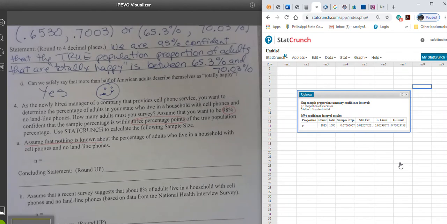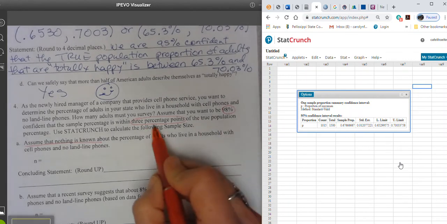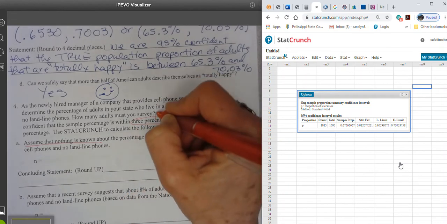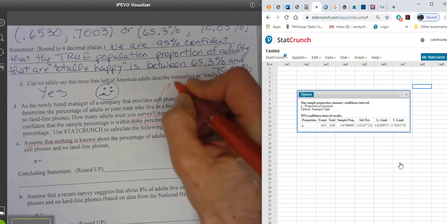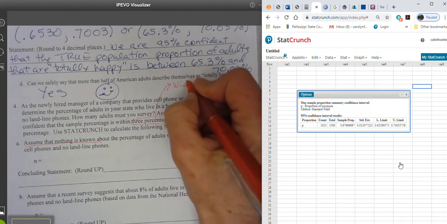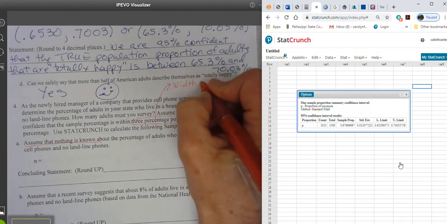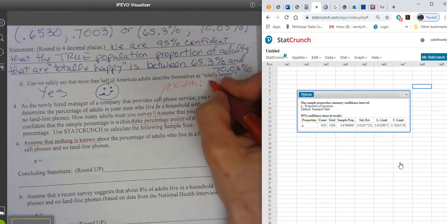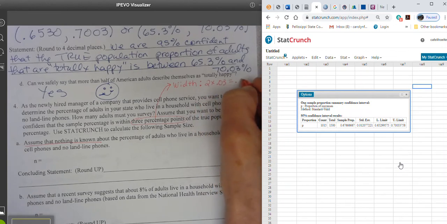This is our confidence level, and it's important. We're going to put all this in StatCrunch. This 3 percentage points is our margin of error. When we go to StatCrunch, we enter this at the place where it says width, which is simply the width of our confidence interval. The width is 2 times the margin of error because we have the lower and the upper. So our width is 2 times 0.03, or 0.06.